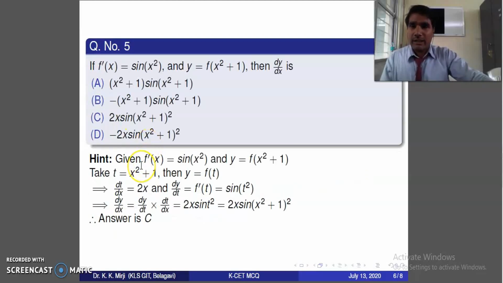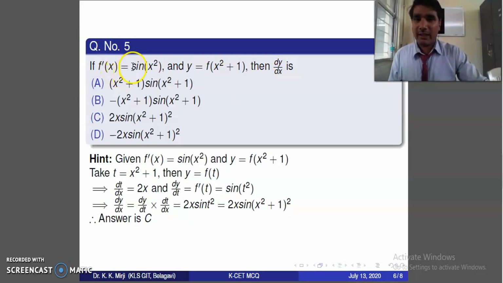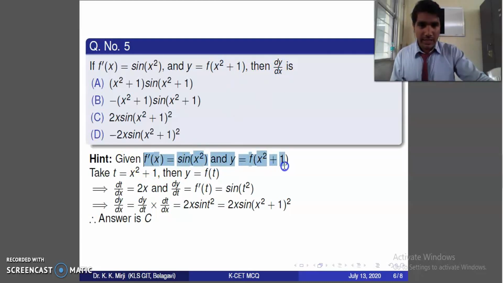Similarly, in the fifth question: if f dash of x is equal to sine x square and y is equal to f of x square plus 1, then dy by dx is. Very important: f dash of x they have given, that is sine of x square, and y is equal to f of x square plus 1. The given thing I have written. Next, take x square plus 1 as t, that is t is equal to x square plus 1, then y becomes f of t. Now differentiate t with respect to x and y with respect to t.